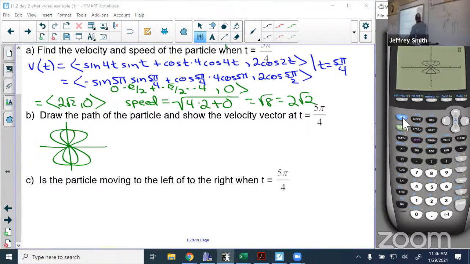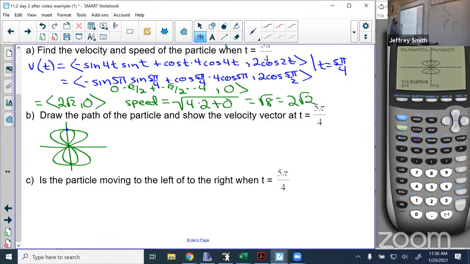You go second, calculate, and we're just calculating. There's not a whole lot of choices for parametric, just value and a lot of derivatives. So where is the particle at 5 pi over 4? It's up at the top. It says it's at the point 0, 1.